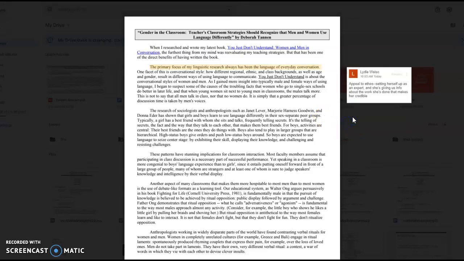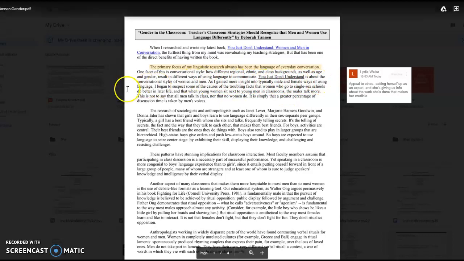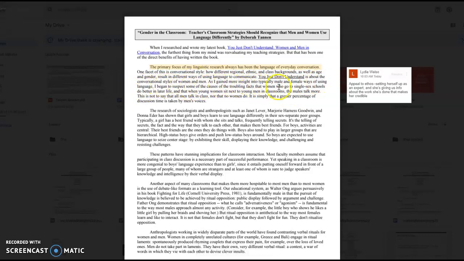So in the rest of this paragraph, she says, "As I gained more insight into typically male and female ways of using language, I began to suspect that some of the causes of the troubling facts that women who go to single-sex schools do better in later life, and that when young women sit next to young men in classrooms, the males talk more. This is not to say that all men talk in class, nor that no women do. It is simply that a greater percentage of discussion time is taken by men's voices."